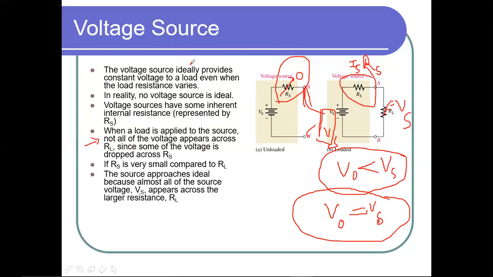Let me move to the next point. If Rs, the supply resistance, is very small compared to RL, the source approaches the ideal, because almost all of the source voltage Vs will appear across the load. Even though Rs is small, the output voltage may be equal to the input voltage. So this is about the ideal voltage source. In detail, we will observe clearly.